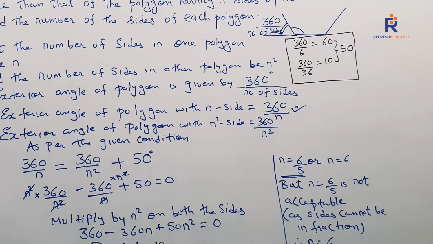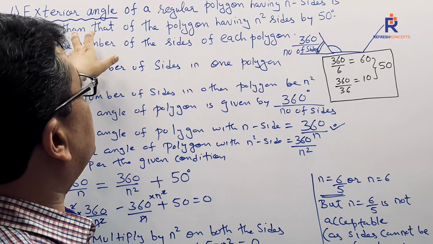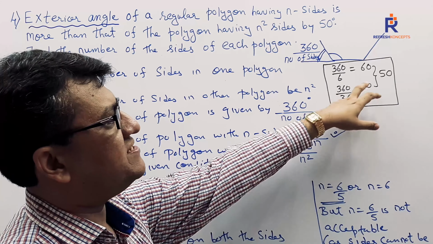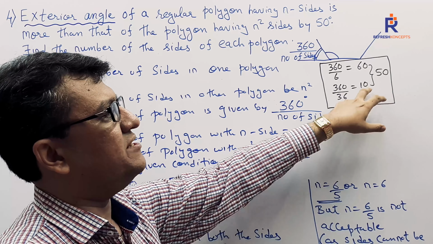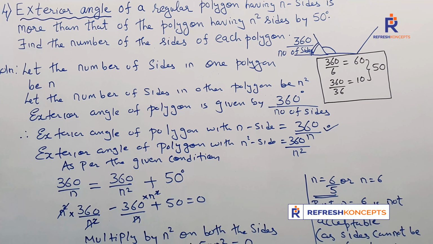That's what the question wanted to say, that the exterior angle of a regular polygon having n sides is more than that of the polygon with n square sides. 60 is more than 10 by 50. So whatever we have done, our answer is absolutely correct.